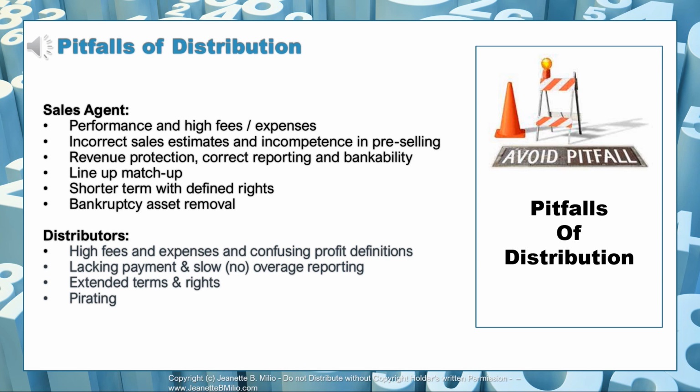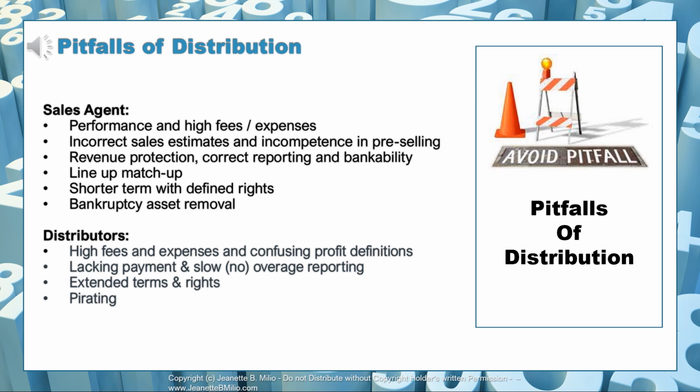Because if they are exclusive for a long term and the sales agent doesn't really do much with the movie, we're basically losing money and we cannot recoup our investment. So it is better to have a shorter term sales agreement, as short as possible, and then be very defined in regards to the rights. The sales agent shouldn't really get any rights. They only get the exclusive right to sell the content, but they're not actually getting distribution rights.